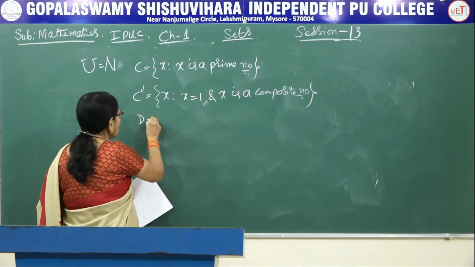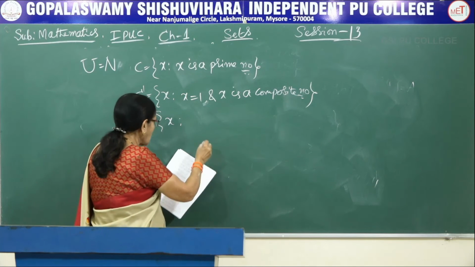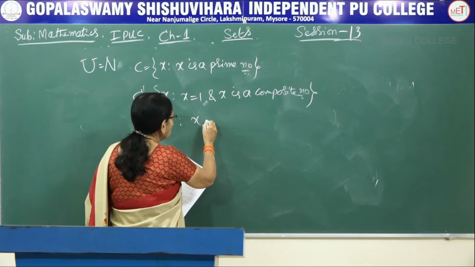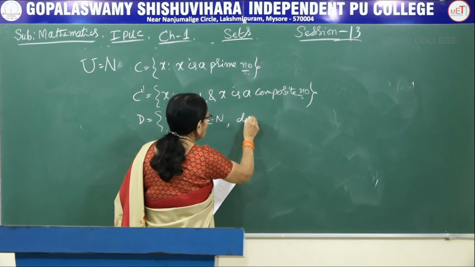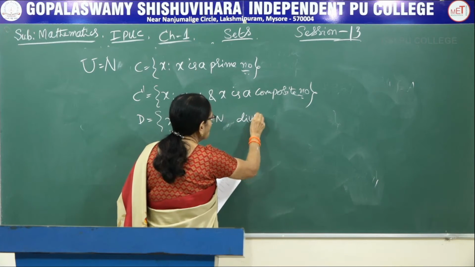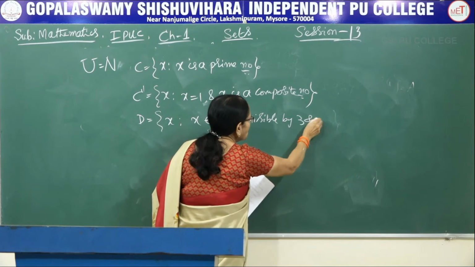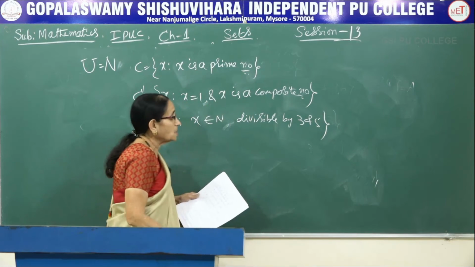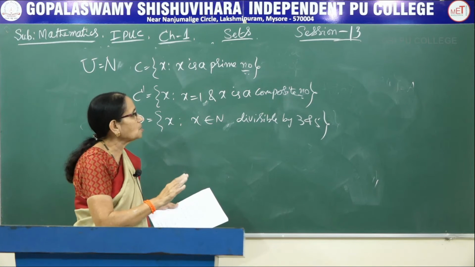Next, set D is containing all x such that x is a natural number, x belongs to N, divisible by 3 and 5. A natural number which can be divided by 3 and 5.